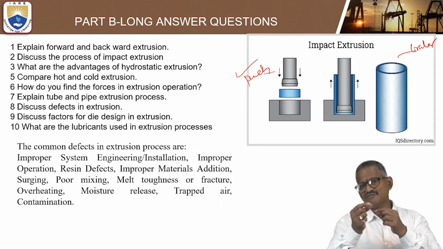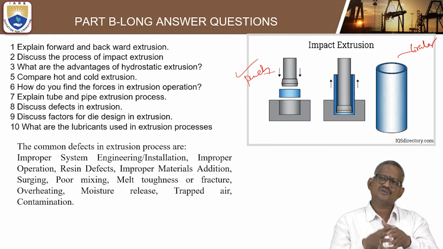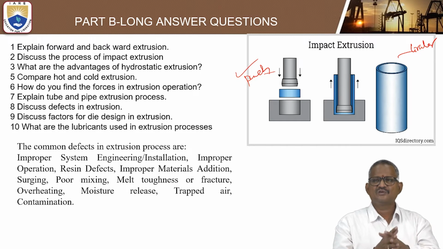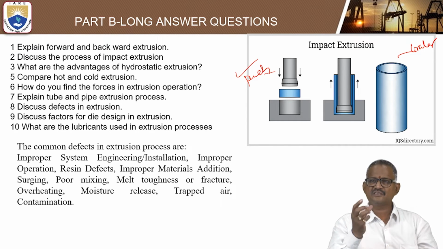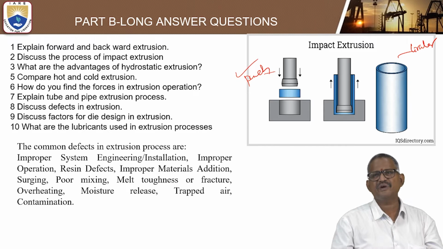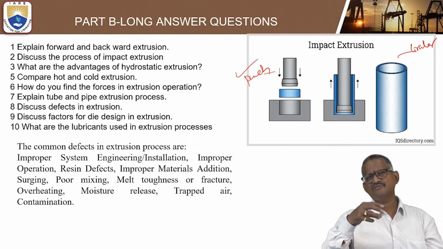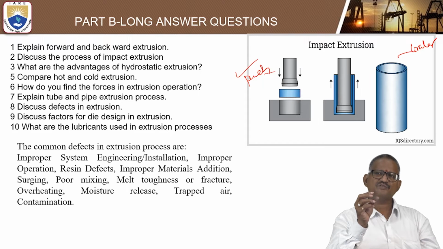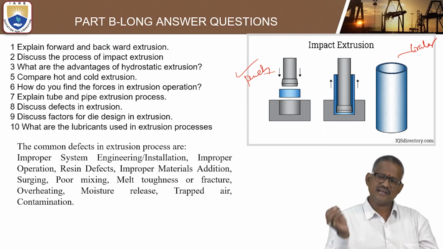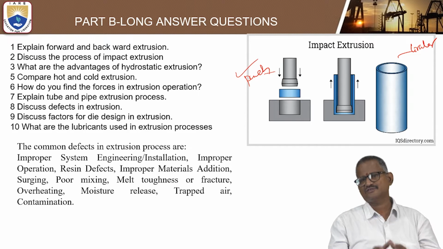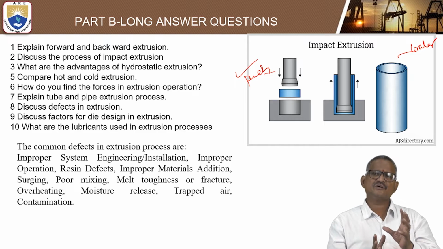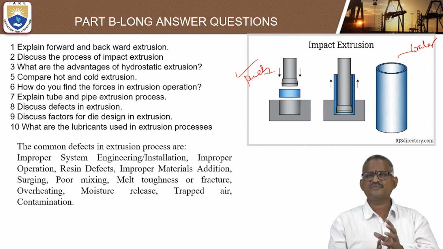Now you can see that even toothpaste tubes, like Close Up or Colgate, are made by this impact extrusion process only. They can insert only a small quantity of paste and you can add a lot of air, so that the consumption of the final product will be utilized within a stipulated time.